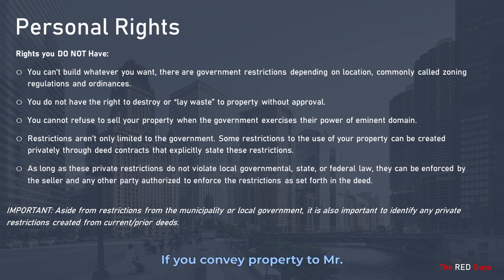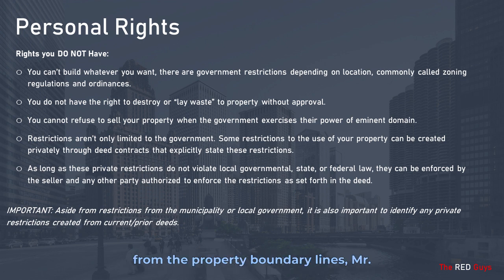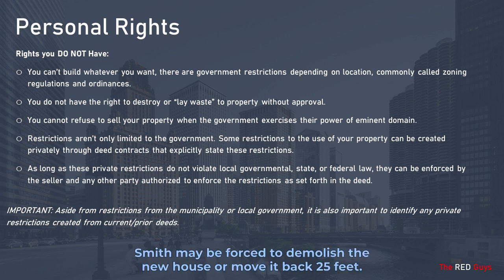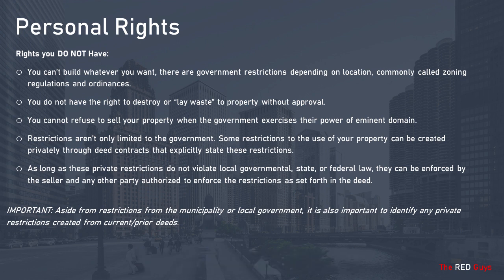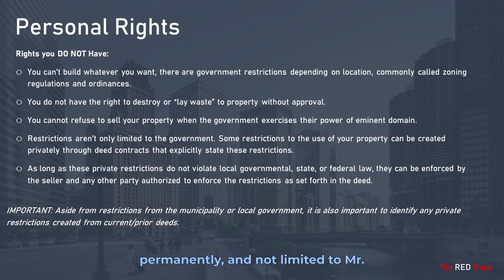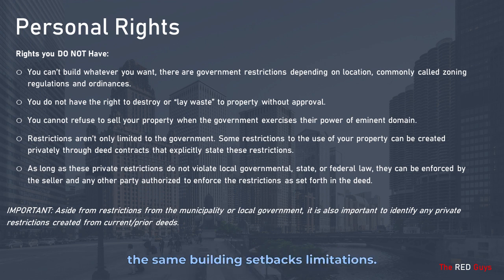If you conveyed property to Mr. Smith and stipulated in the deed that the property must be set back 35 feet from the property boundary lines, Mr. Smith could be sued if he built a house only 10 feet from the property line. As a result, Mr. Smith may be forced to demolish the new house or move it back 25 feet. If the private restrictions are designed to run with the land permanently and not limited to Mr. Smith's use, then all subsequent buyers of the property would be subject to the same building setback limitations.